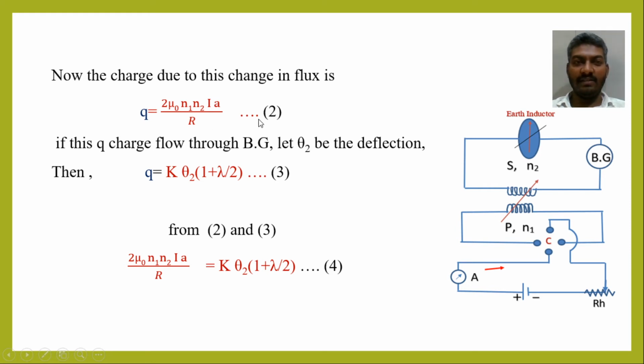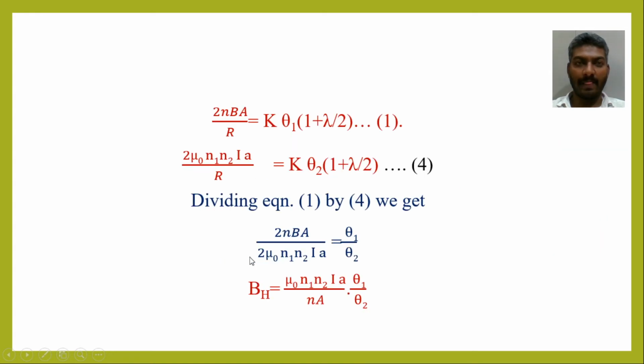Now let us see the two equations, equation 2 and equation 3. From these two equations, left hand sides are equal, so we can equate the right hand sides. If we equate, then 2 mu naught N1 N2 IA divided by R is equal to K theta 2 into 1 plus lambda by 2. Let us take this as equation 4. Now we have equation 1. This is from the theory of earth inductor, and this one is from the circuit.